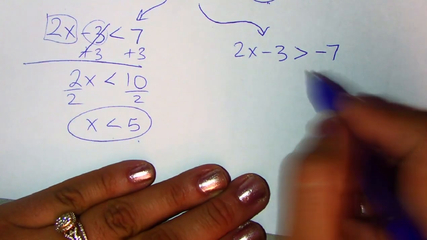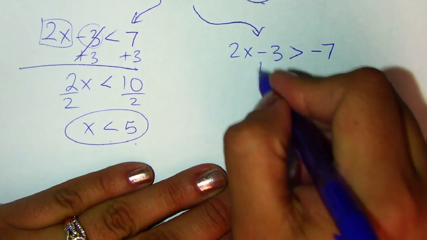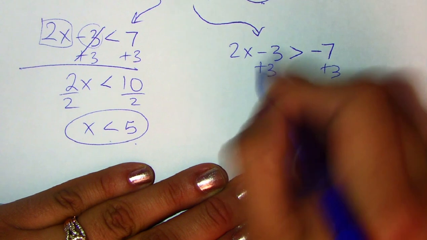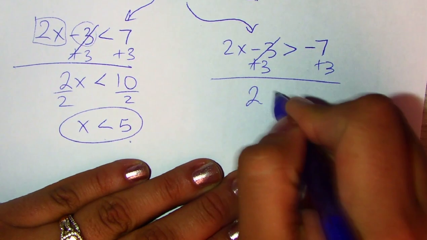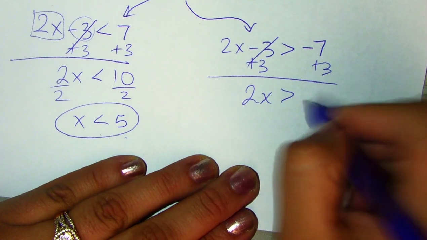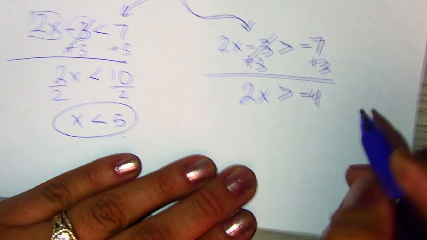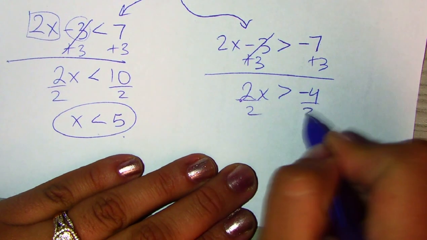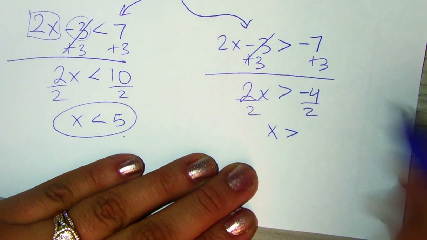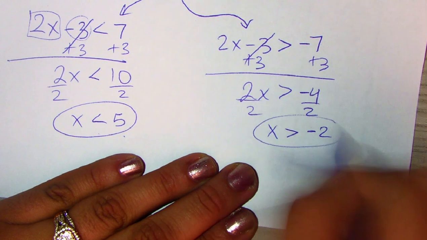On this one, we're going to follow the same steps of adding 3 to both sides. And then negative 7 plus 3 is negative 4. Divide by 2. x is greater than negative 2.